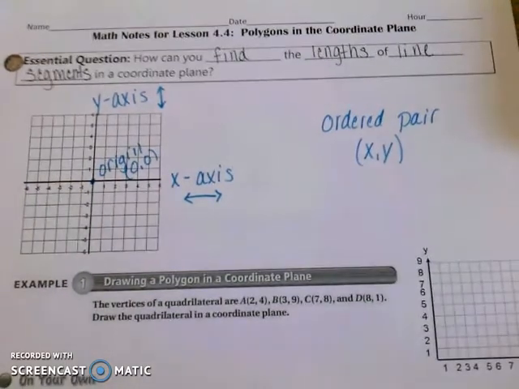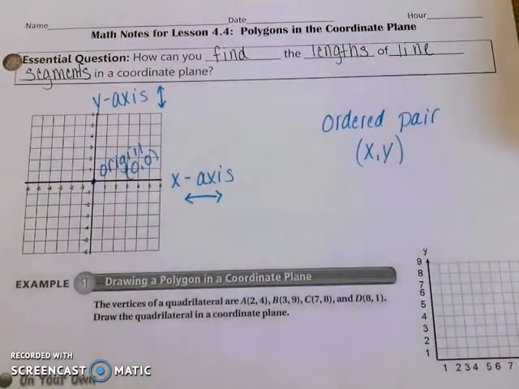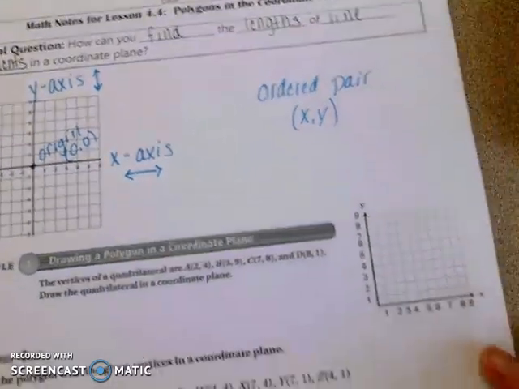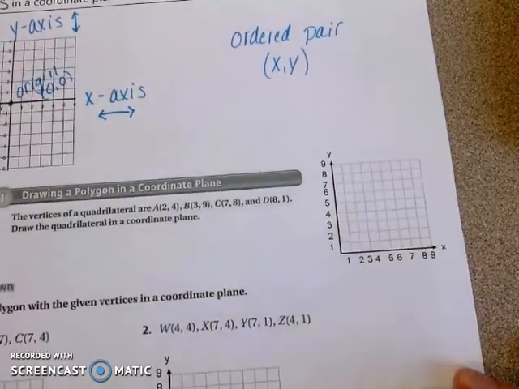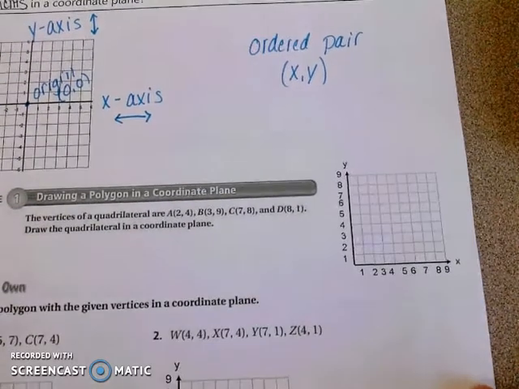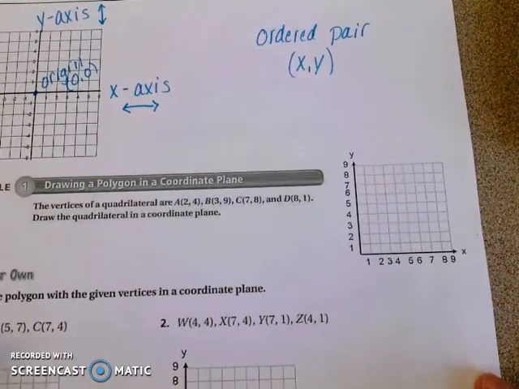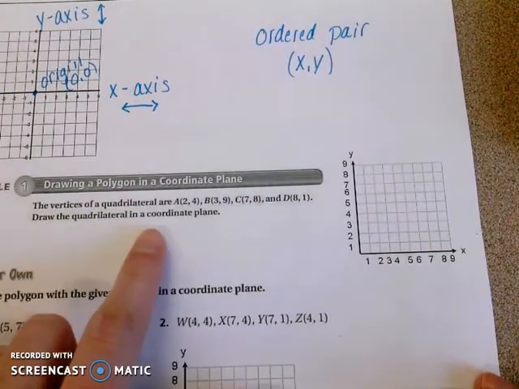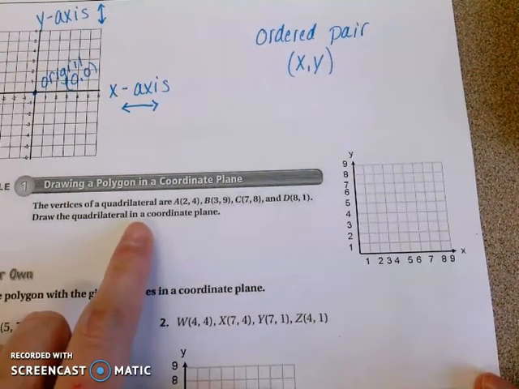Today we're going to look at finding lengths of line segments in a coordinate plane using what we already know about polygons and area and how to plot ordered pairs. So looking down here at example 1, we are first going to look at how to draw a polygon in a coordinate plane. We're given some vertices of a quadrilateral. That just means it's a four-sided shape.